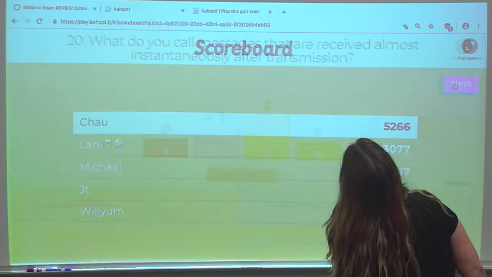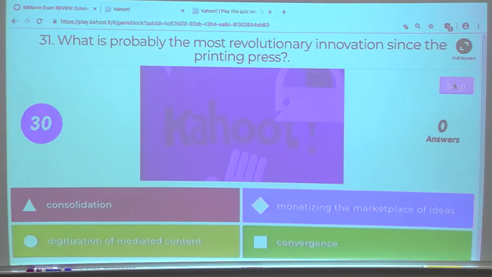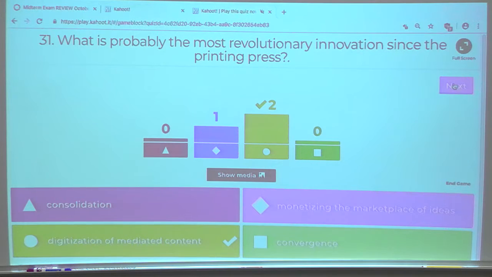What is probably the most revolutionary innovation since the printing press? Was it consolidation, digitization of mediated content, monetizing the marketplace of ideas, or convergence? Digitization was correct. So really that's what's been driving all the changes since the 1980s now. The incredible acceleration of changes in media technology is due to digitization.